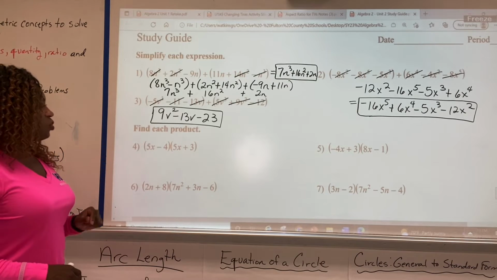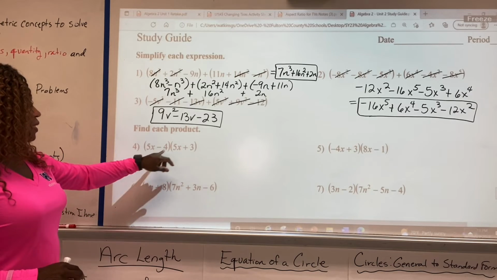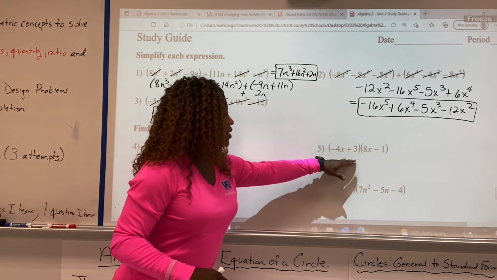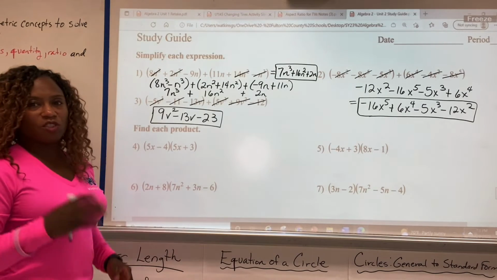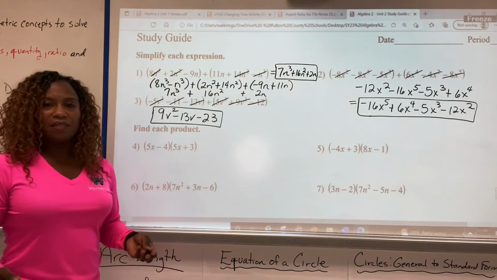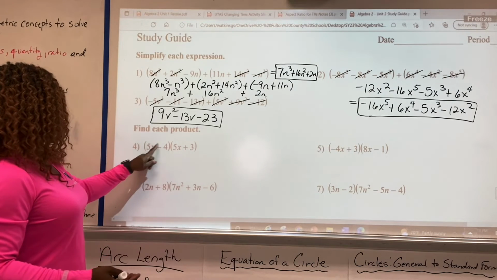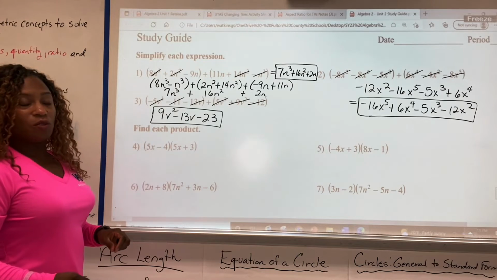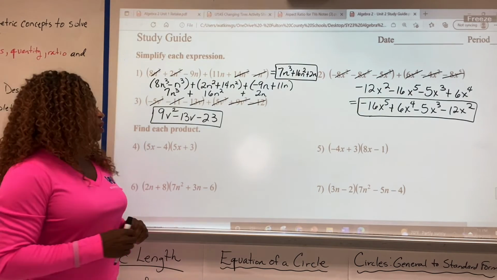Here it says find each product. So here we're multiplying these polynomials. And notice we've got a binomial times a binomial, the same here. But here we've got a binomial, which is 2 terms, times a trinomial, which is 3. This is going to require the process of distributive property. We've got to distribute everything and do the multiplication that way. And then we'll combine any like terms if there are any and finish up our problem.